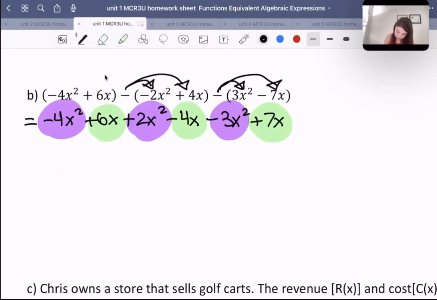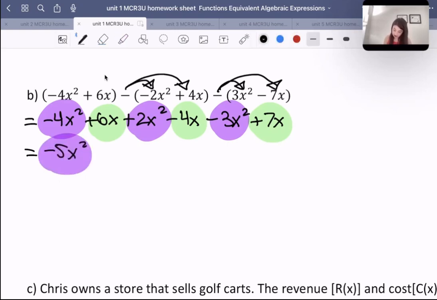So let's see, for the purples, it's negative 4x squared plus 2x squared minus 3x. So that's the same as minus 7x squared plus 2x squared, which is minus 5x squared overall. So that's our overall result for purple.